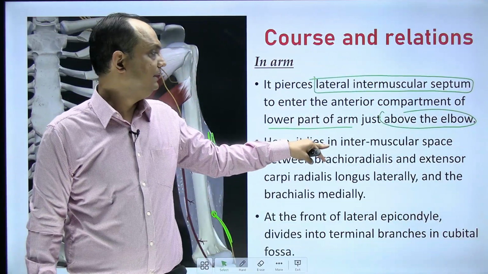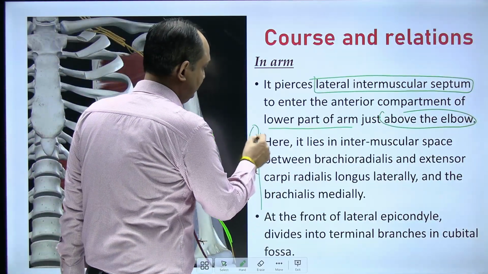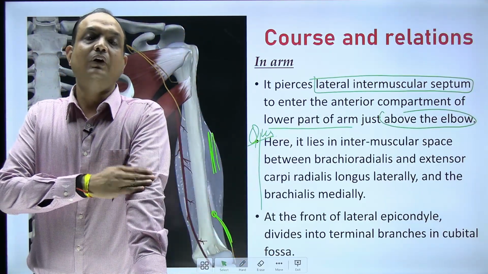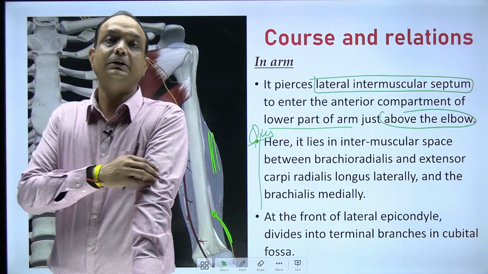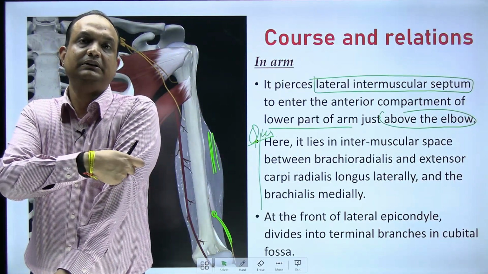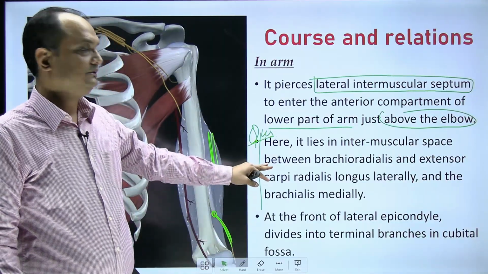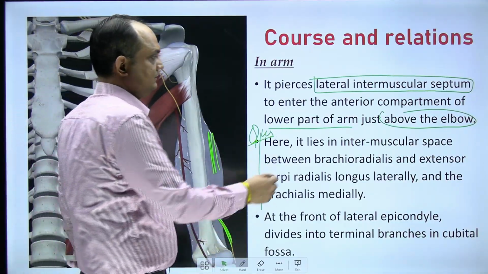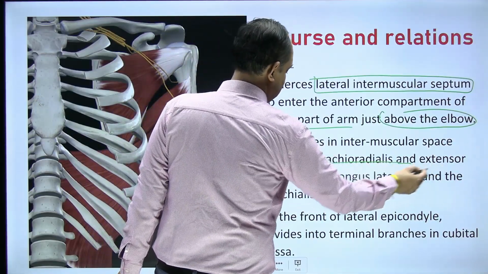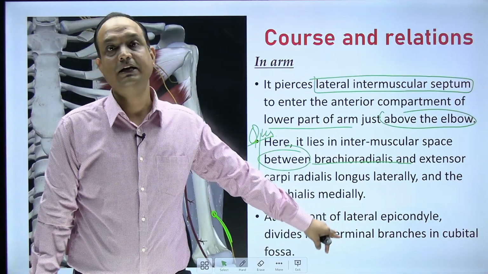So it lies in the intermuscular space. Now this is the question of your exam, or even when you are dissecting this area, you have to find out the radial nerve near the cubital fossa. So once the nerve pierces the intermuscular septum, it comes in this area between the muscles. Now what are these muscles? So it lies in an intermuscular space between the brachioradialis and extensor carpi radialis longus laterally and the brachialis medially.